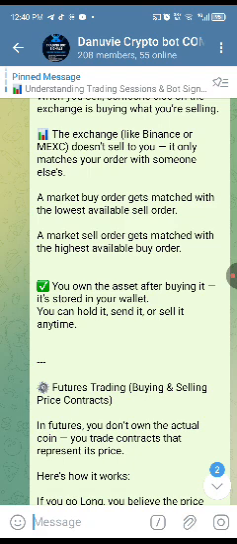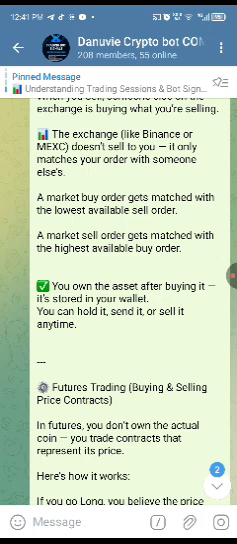That's why it's called a cryptocurrency exchange. They are just a middleman. Okay, their job is to ensure that there is no fraudulent activity, and the buyer pays the seller, and the seller releases the coin for the buyer. That's just how it works. So you own the asset after buying it. It is stored in your wallet. Many of us might know what a crypto wallet is.